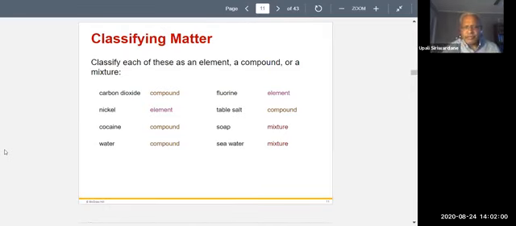Soap is a mixture. Soap has many things in it: fatty acid salts, oil, various other filler material, and it's a complex mixture. Seawater is a mixture also. It contains water, sodium chloride, magnesium chloride, and various other soluble salts. Seawater tastes salty mainly because of the sodium chloride.